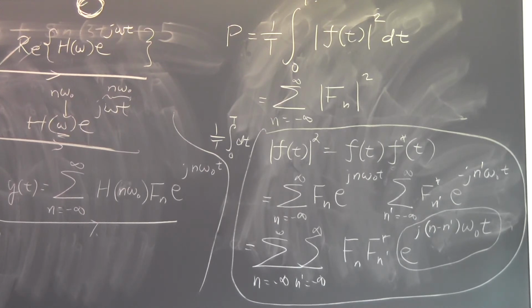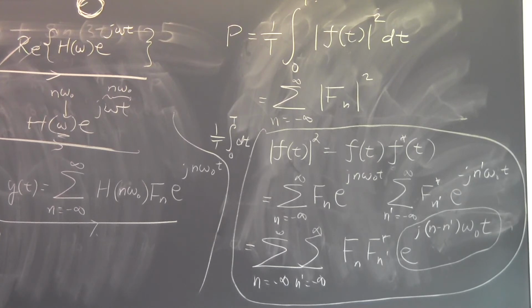When n equals n prime, that exponential function is just 1. So if I integrate from 0 to T, I get capital T, right? And then I divide by 1 over T, I just get back 1. Okay? When n is not equal to n prime, what does it integrate to? It integrates to 0 because it is an oscillatory function.